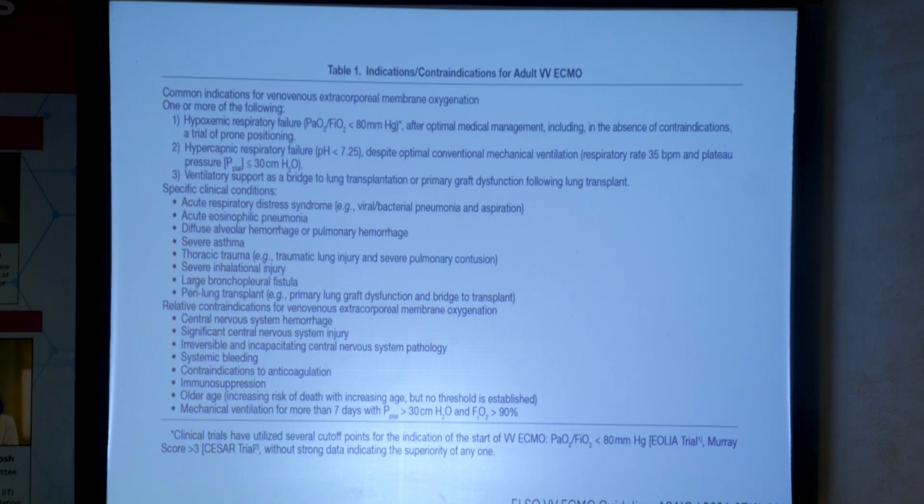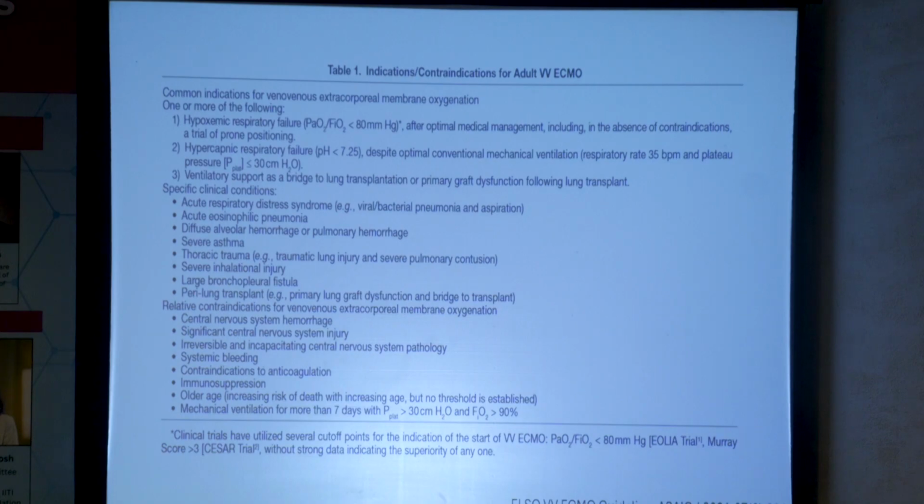So CNS hemorrhage, central nervous system hemorrhage, is top of the list. Significant central nervous system injury is number 2, largely because of the concern that you may not have a recoverable patient in terms of neurologic function, even if you can get the lungs better. Systemic bleeding, contraindications to anticoagulation.